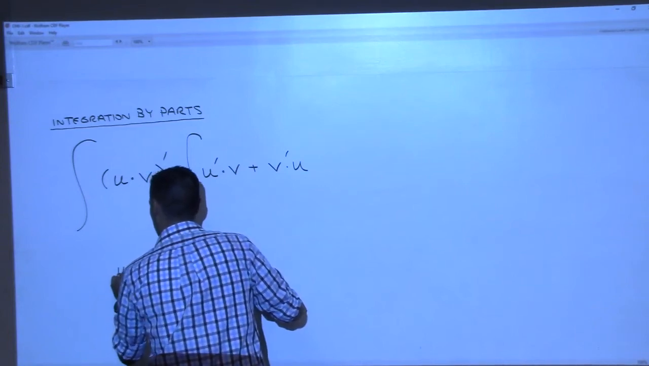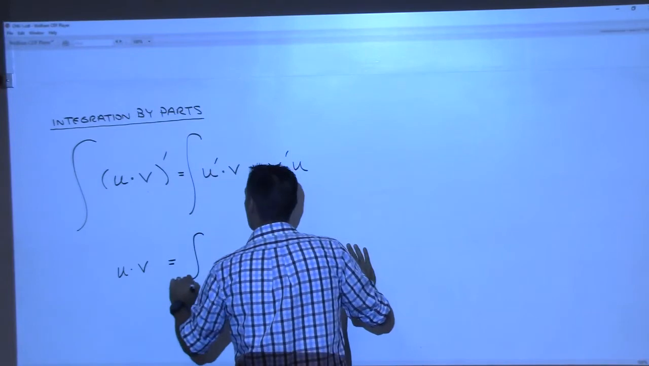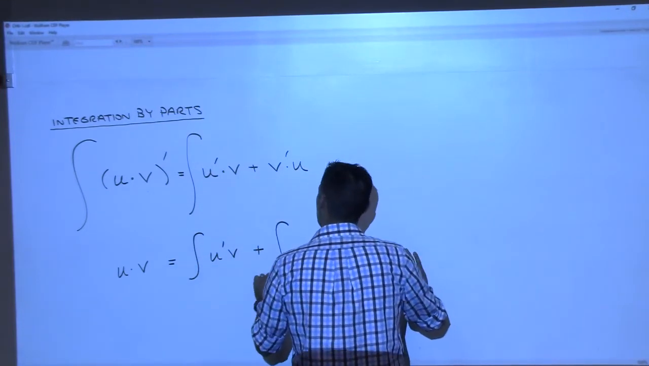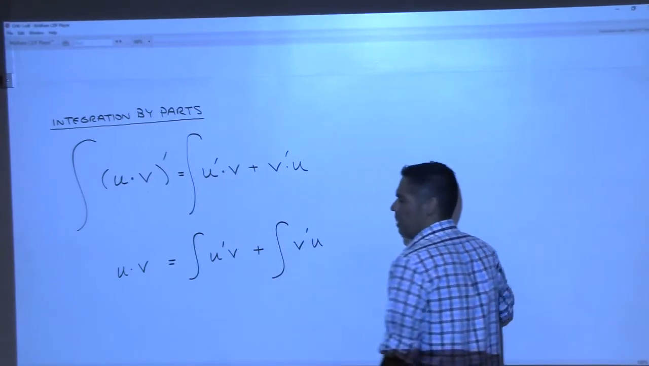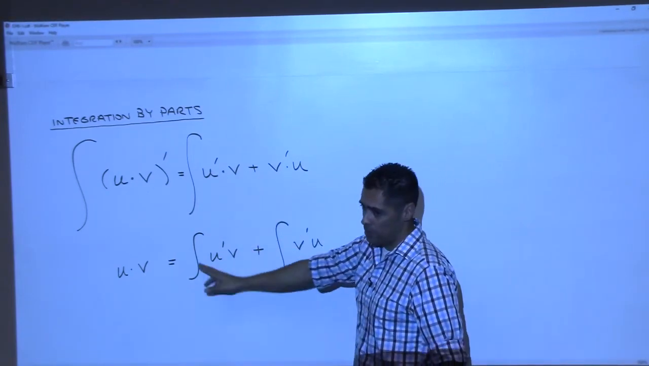Get u times v equals, now this over here is u prime v plus integral v prime u. Do you see that? I split that now. Am I allowed to split that into two integrals? Yes, because there's addition, right? Addition you can split.